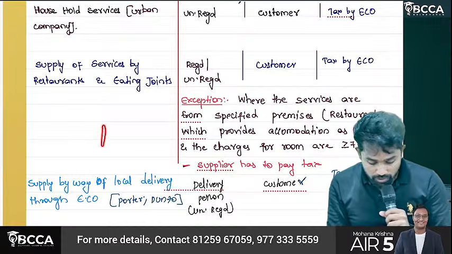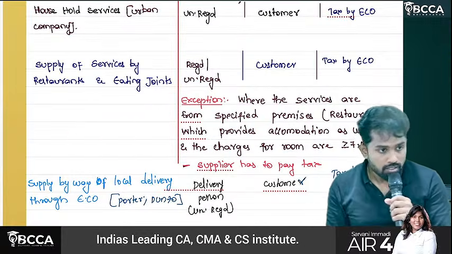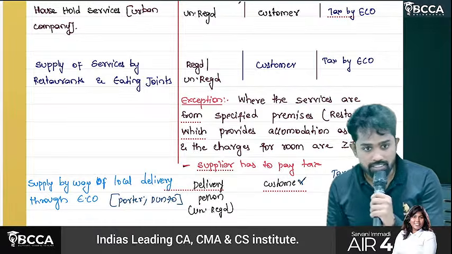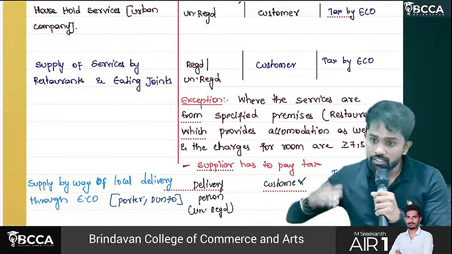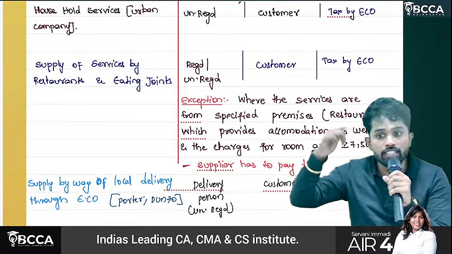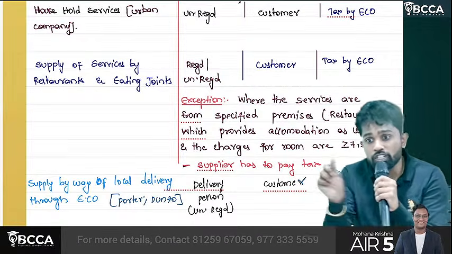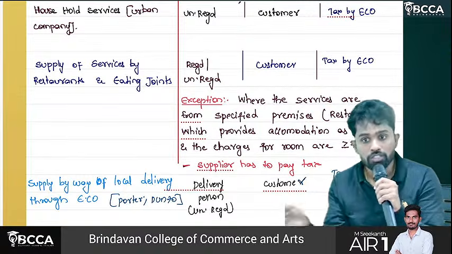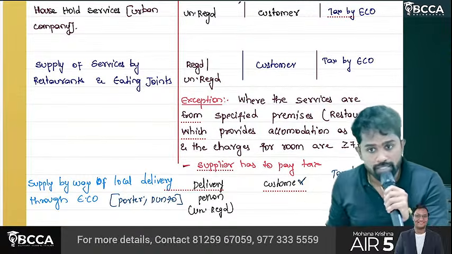So let's say Novotel. You know Novotel? Hotel Novotel, or else like Taj, or ITC related. So those 5-star hotels, where they will provide accommodation and there will be a restaurant also, and per day they will charge more than 7,500. So from such a place, if food is being supplied through ECO, Swiggy, Zomato and all, then 9(5) is not applicable. Supplier only will pay the tax.